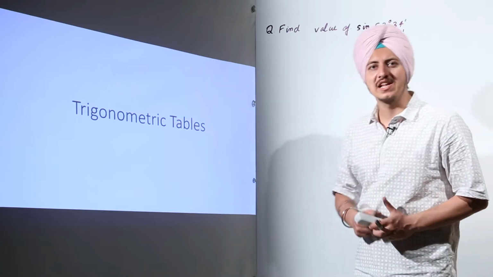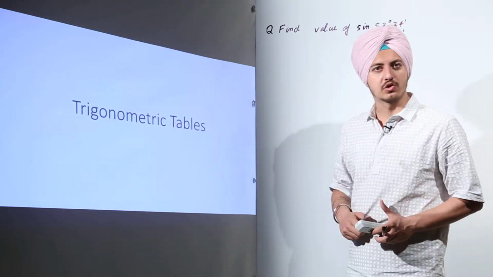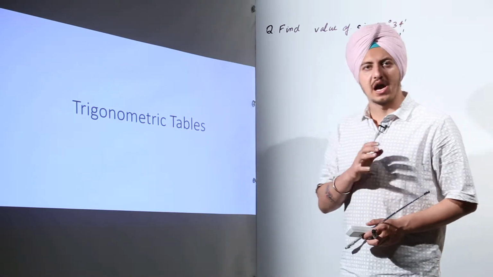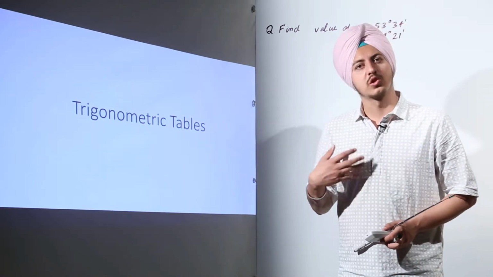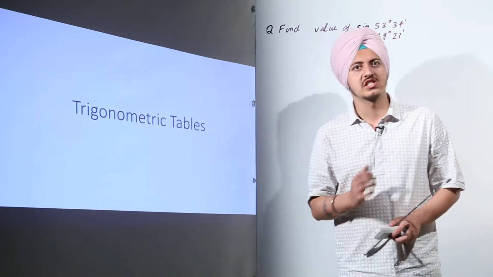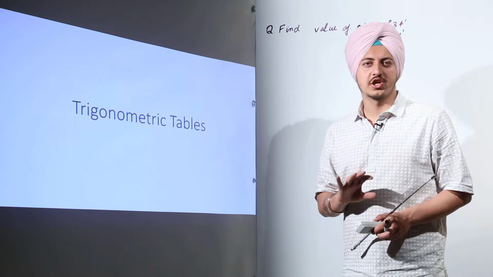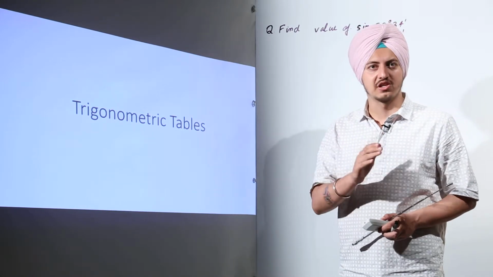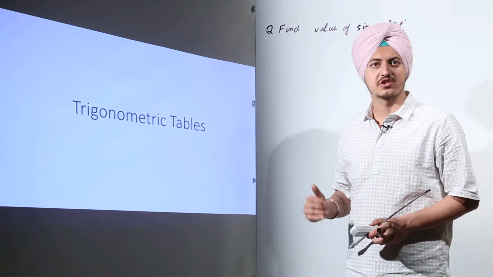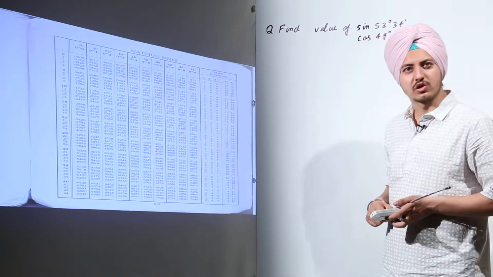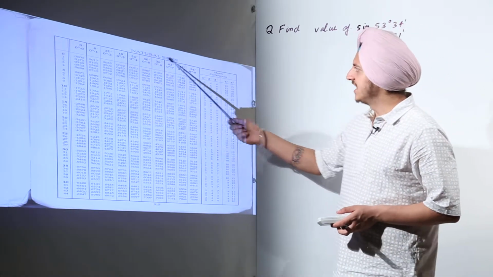Okay, so now I'll show you what the trigonometric table looks like. First of all, these trigonometric tables are available behind your books and also will be given to you during your examinations if a question is asked from this chapter. These tables are known as the natural sine, natural cosine and natural tangent tables. Okay, so a typical table looks like this. This is a natural sine table.